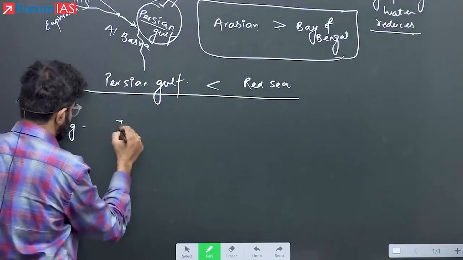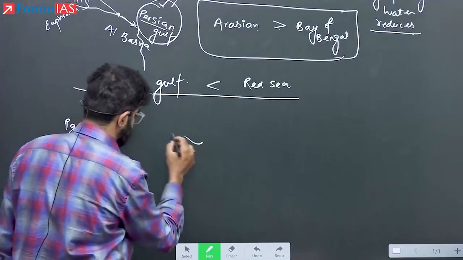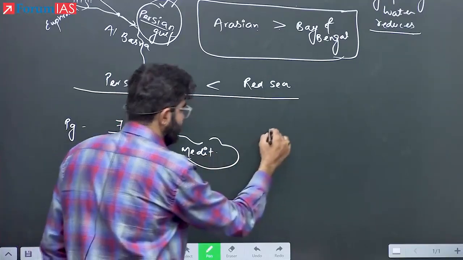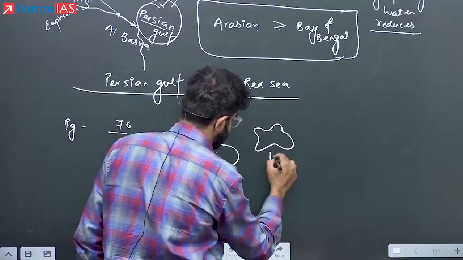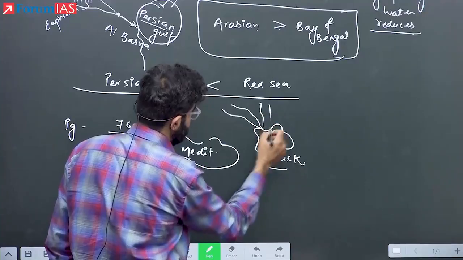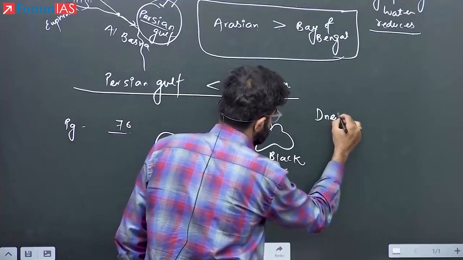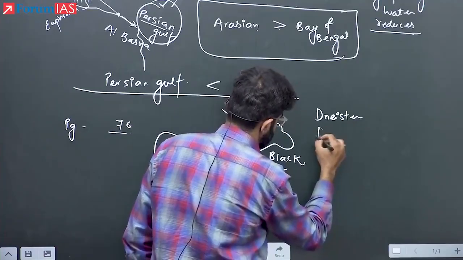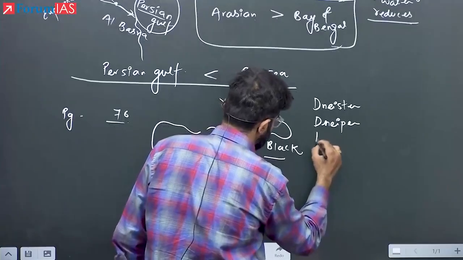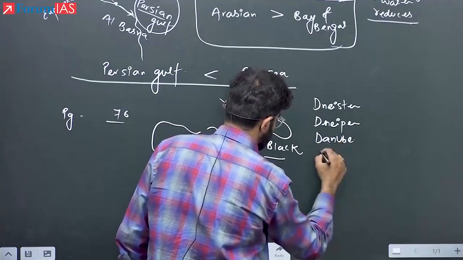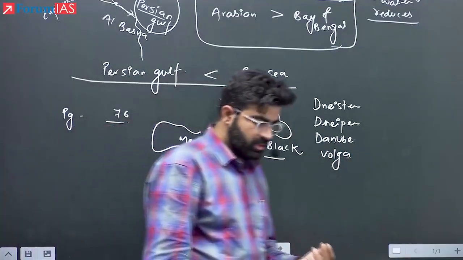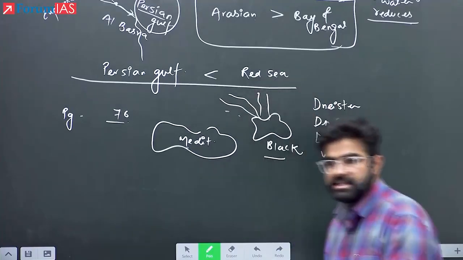Go to page number 76. There is the Mediterranean and then the second is the Black Sea. Can you find all the rivers which start with the letter D? For example, Dniester, Dnieper, then Danube. Can you locate them? Volga. Are they all draining into the Black Sea or the Mediterranean? Tell me. They are all on page number 76.